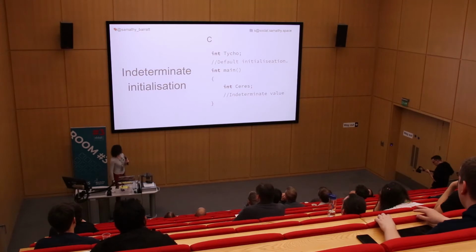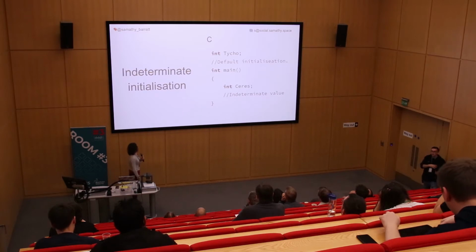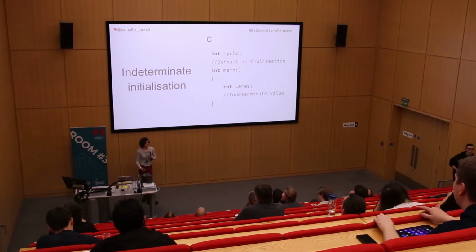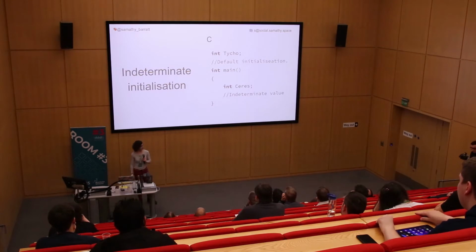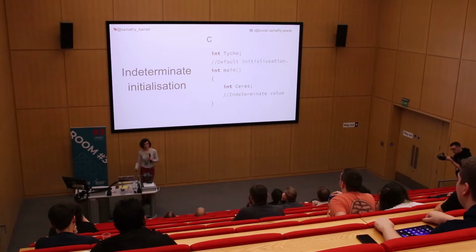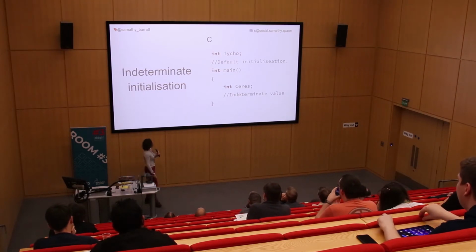The problem with initialization in C is the default initialization. If we define a variable in the global scope up there with the variable named Tycho, that receives default initialization. For an integer, the default value is 0. That makes sense. You define a new variable, you want it to contain a sensible value, and you start off at the bottom. You put a 0 in it, that's fine.